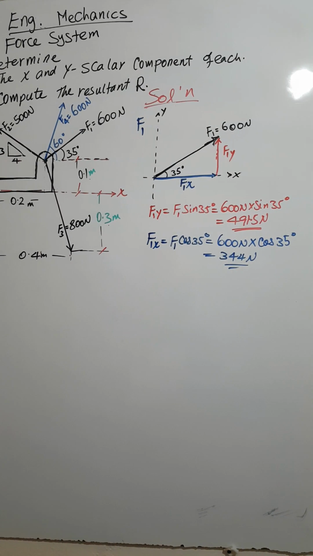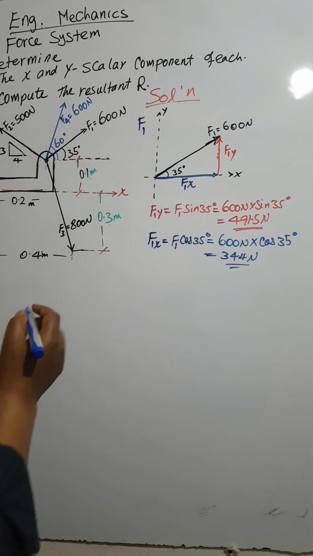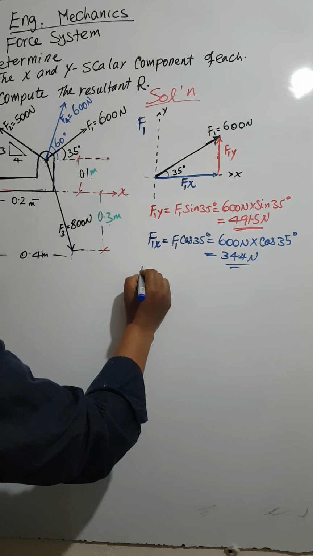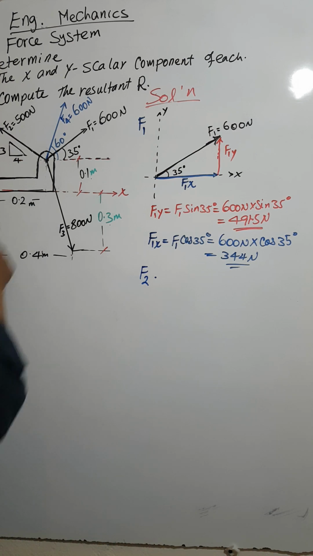ኦኬ እንደዚህ ይችላል for part A. እንደዚህ ሁሉንም ዲኮምፖዝ ማድረግ እንችላለን። So the second force is force 2. Force 2 እንመልከት። This is force 2. Okay, 500 Newton to the negative x-axis and positive y-axis.